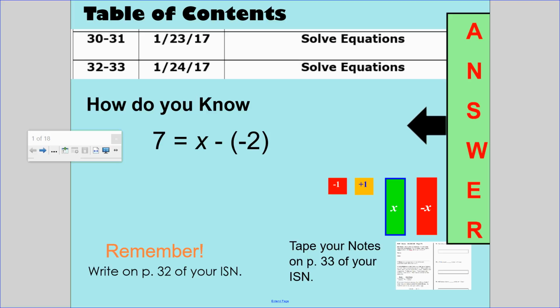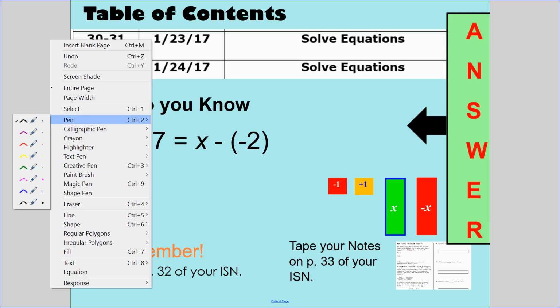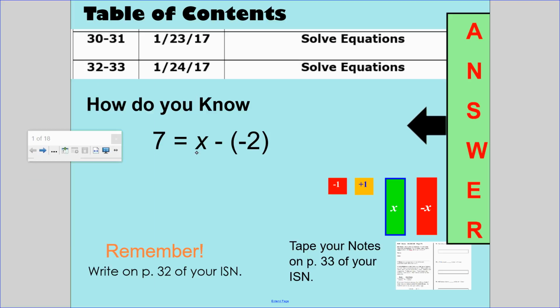So we need to isolate the variable. The variable is x, so we need to isolate it. In order to isolate this variable, we need to do the inverse operation. This is the inverse of minus negative 2: plus negative 2. So in order to balance this equation, we need to do it on the left side also, plus negative 2.